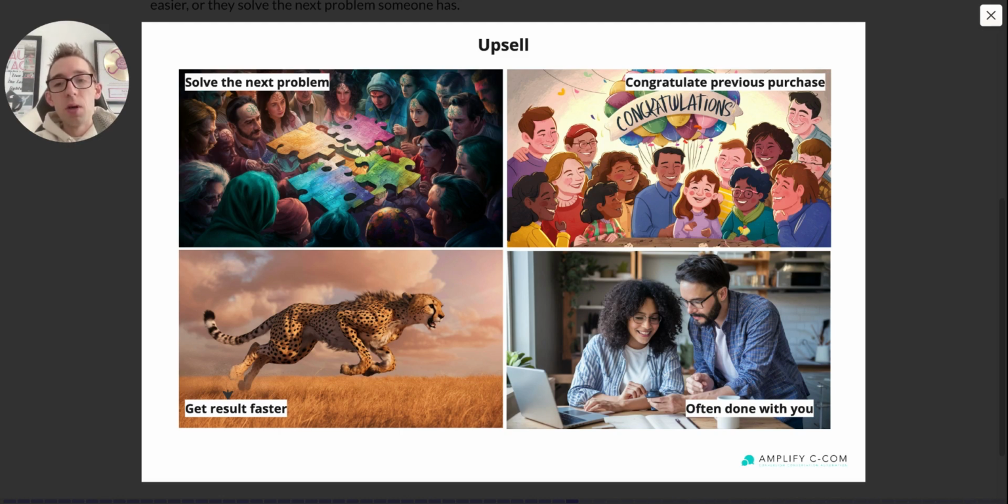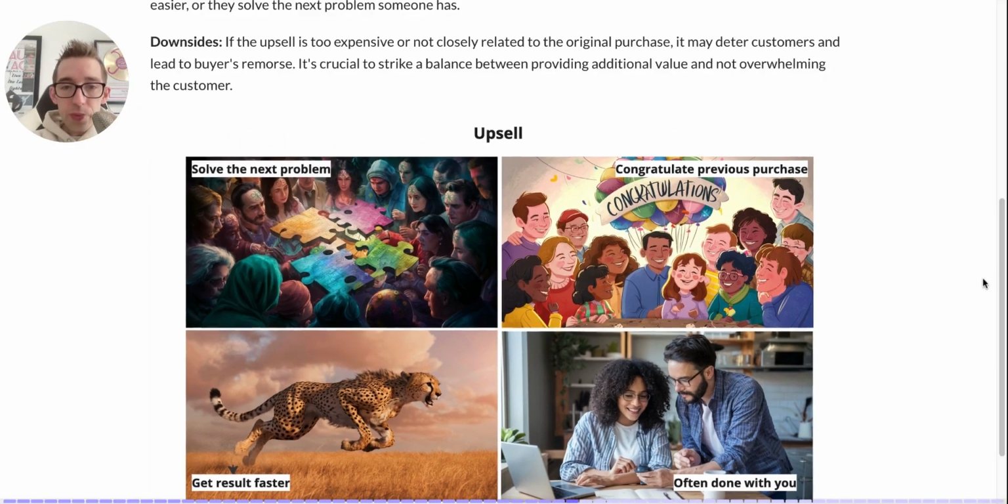You want to add the frame of congratulations, you made the right choice. Here's why. Go through all the reasons why they made a great choice, and this is what it's going to do for you, right? Focus heavily on that to start off with, and then focus on how they can get results faster, and then how often as well it's going to be a done with you process, right? So that might be templates, cheat sheets, right? All those things that we've talked about.